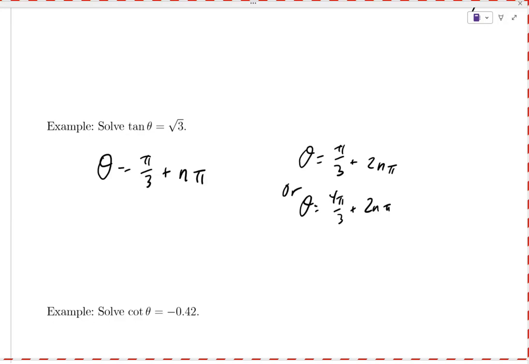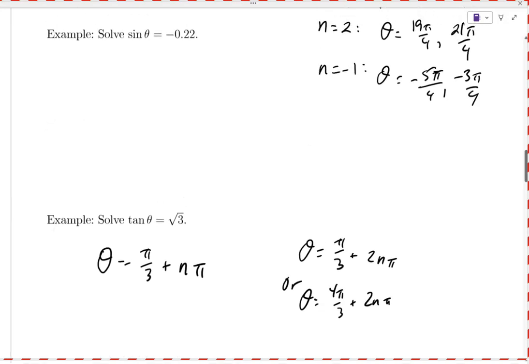So again, if you forget that you only have to look from 0 to pi for tangent, and you do 0 to 2 pi instead, you'll still get the right answer. That's okay. All right. So let's go back up to this one.